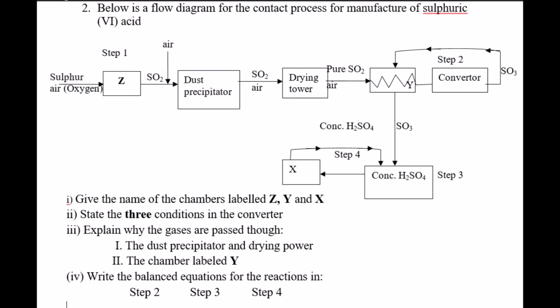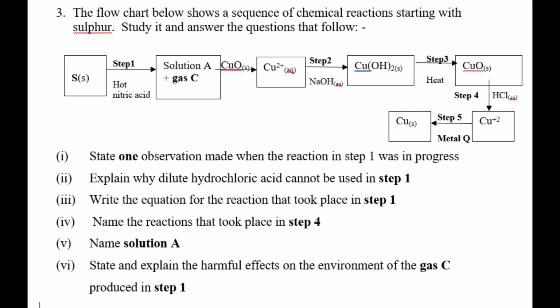You can see step 1 in the roaster. Step 2 is inside the converter. Step 3, or step 4, is how oleum, or sulfur oxide, that is oleum, is converted to sulfuric acid. That one is good. And then you can have the very last question there, like this one.